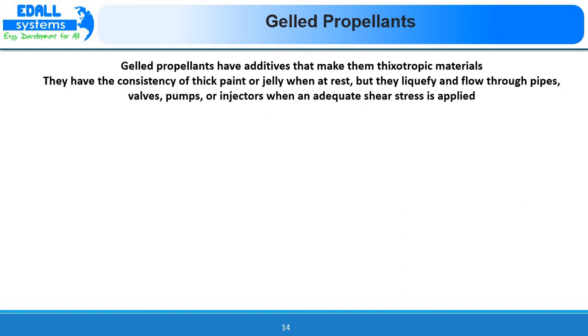So gel propellants, as discussed, have additives that make them thixotropic materials. They have the consistency of thick paint or jelly when at rest, but they liquefy and flow through pipes, valves, pumps, or injectors when an adequate shear stress is applied. So when they are at rest, they are in a thick form, but they liquefy and can flow when a suitable shear stress is applied.